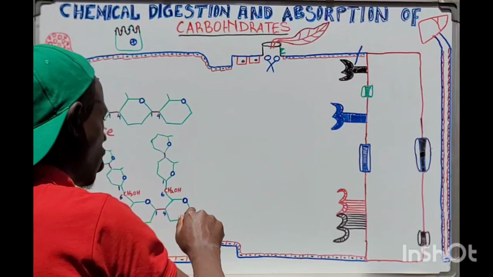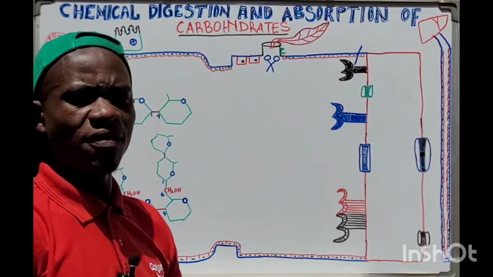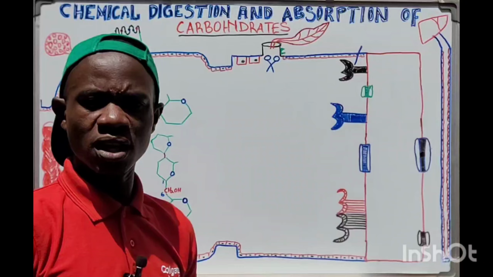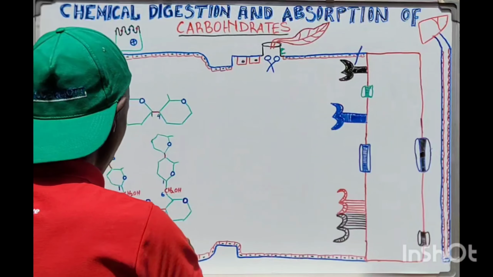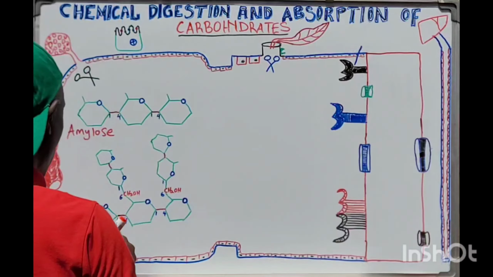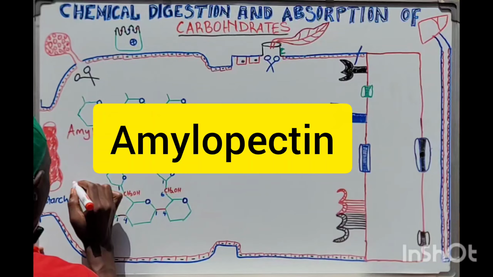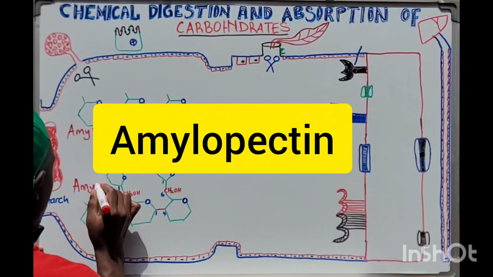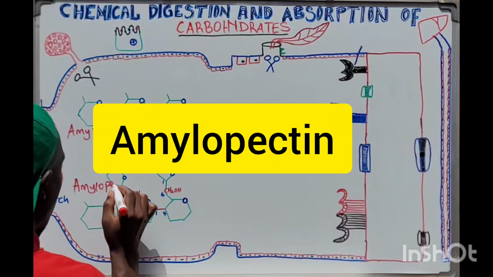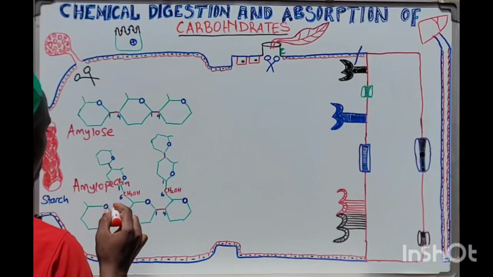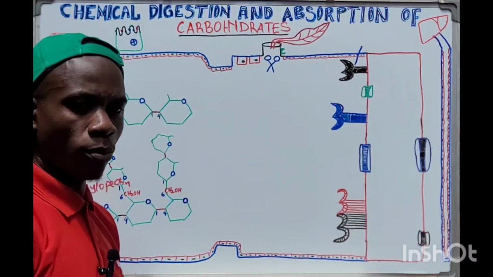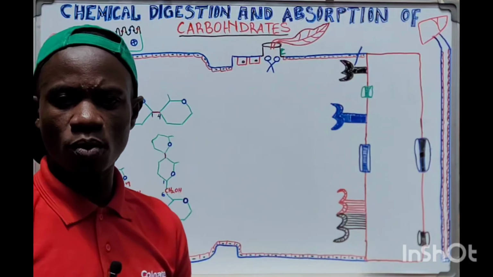long chain of the polysaccharide, which is going to be having a lot of different branches. You know how this molecule is called? This one here is what we call the amylopectin. These are the two molecules that are going to be forming what we call the starch.